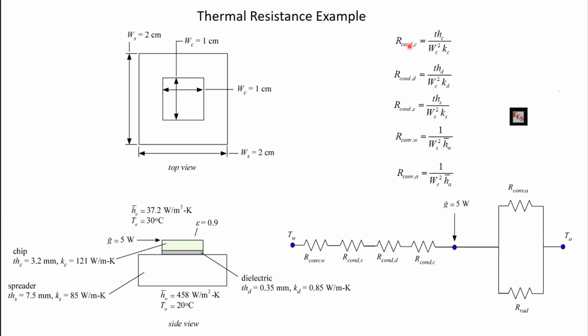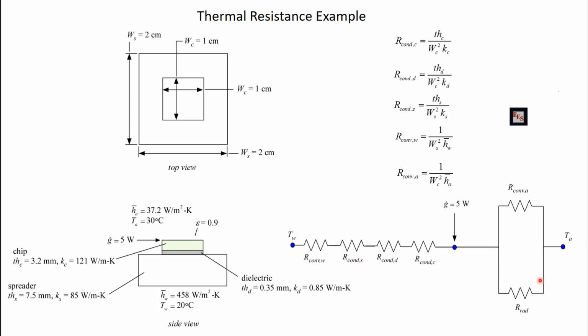All right, so this one is fine. I know everything over here. I can solve this equation. Do the same thing for the conduction through the dielectric, so that's the conduction across this layer right here. Conduction through the spreader: here I have this thickness, and then the area of the spreader is WS times WS. And then finally convection to the water, so that is 1 over this heat transfer coefficient, and then the area exposed to the water is WS squared. So I have all these 4 done.